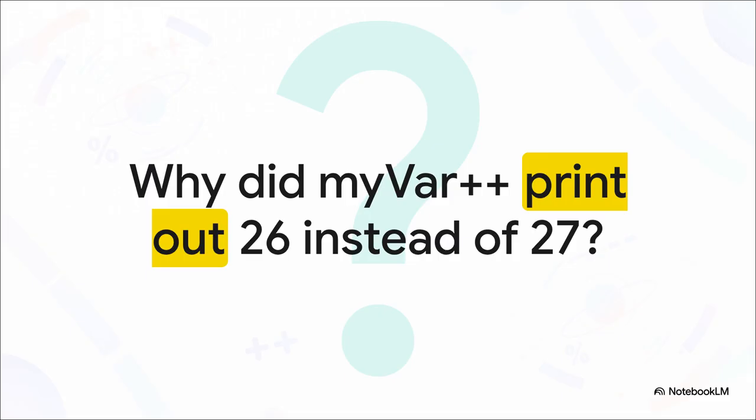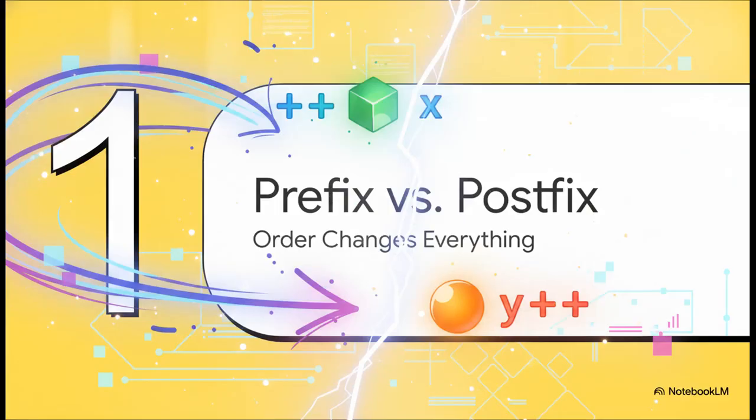Let's say our variable is currently sitting at 26. We decide to run myVar++ again, totally expecting to see 27 pop up in our console. But when we hit enter, it prints out 26. Wait, what? No way. It bafflingly outputs the old number instead of the new one. Why in the world did it completely ignore our command to add 1? Or wait, did it?